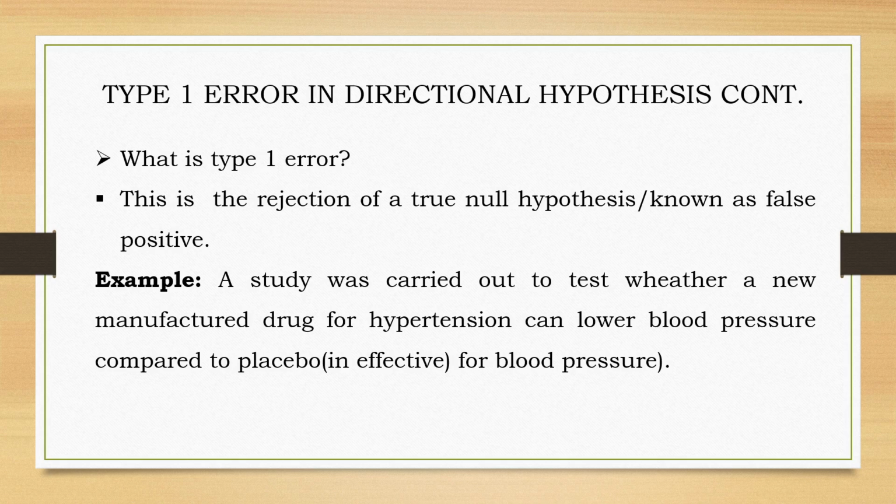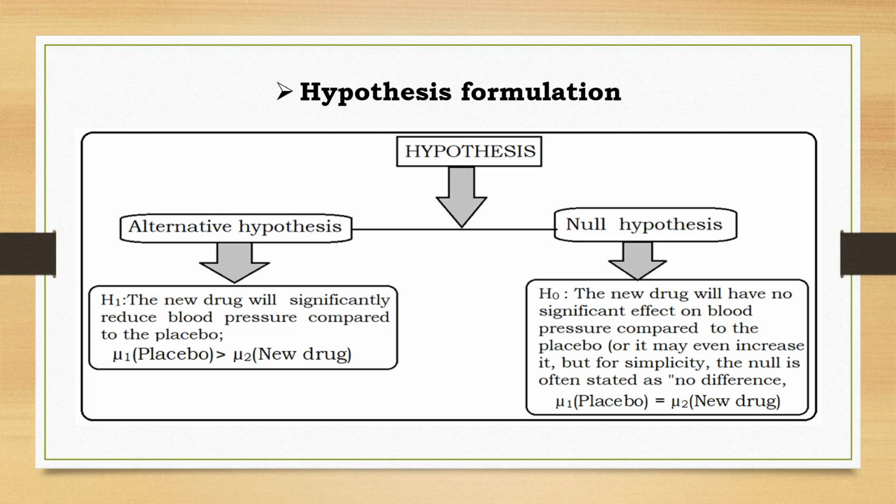For example, a study was carried out to test whether a newly developed drug for hypertension can lower blood pressure compared to placebo, which is ineffective for blood pressure. Hypothesis formulated. The null hypothesis states that the new drug will have no significant effect on blood pressure compared to placebo, which means that the mean blood pressure of the individuals that took placebo is equal to the mean blood pressure of those individuals that took the new drug.